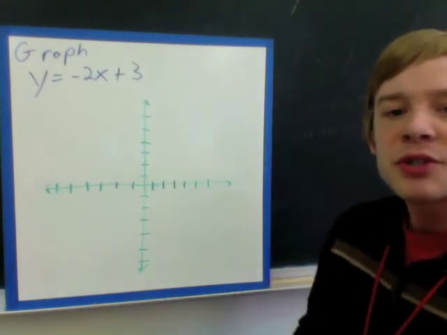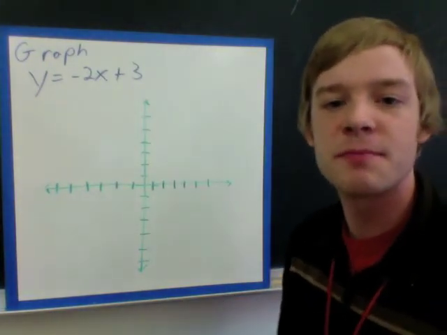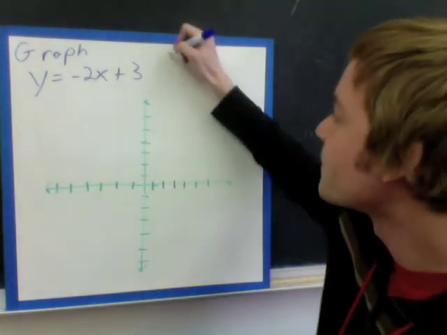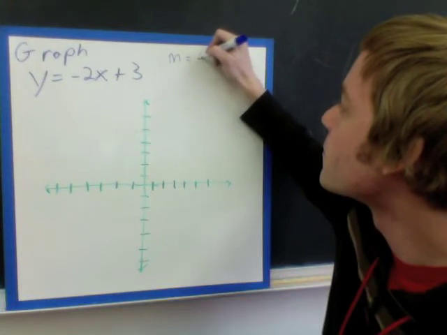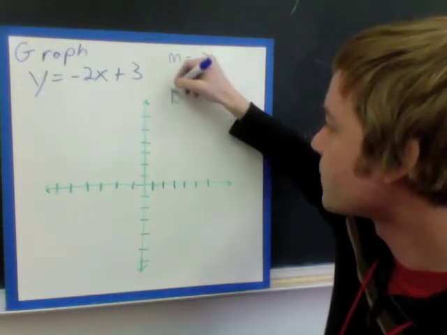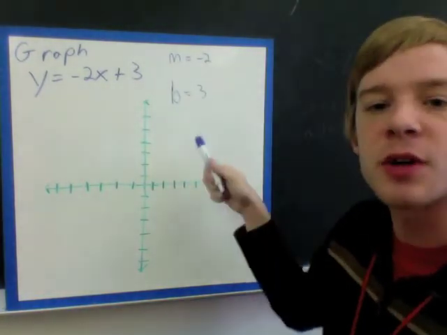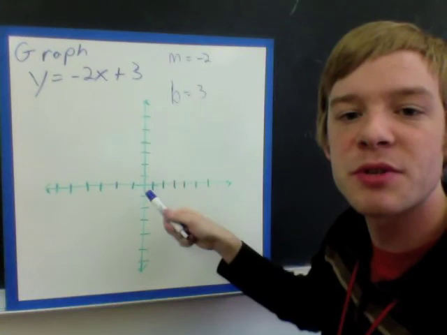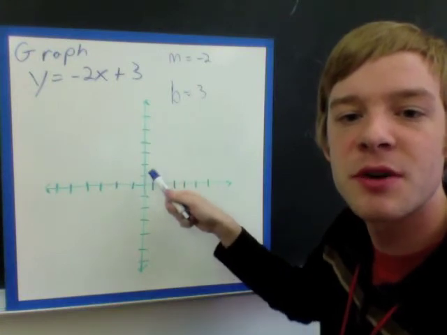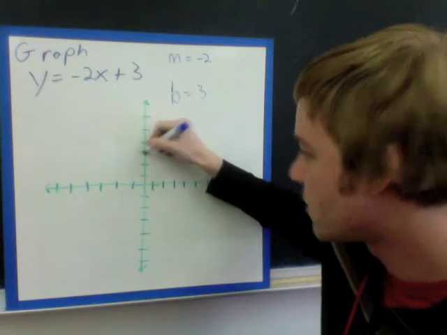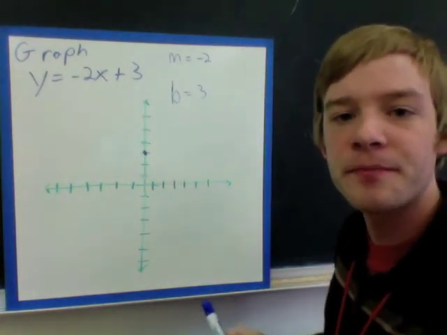Here I have the equation y equals negative 2x plus 3. So let's start by writing out our m and our b. First off, we want to start with our y-intercept. Our y-intercept is 3, so I'm going to start here at the center, and I'm going to go up 3 spaces. 1, 2, 3. And we mark our point right there.